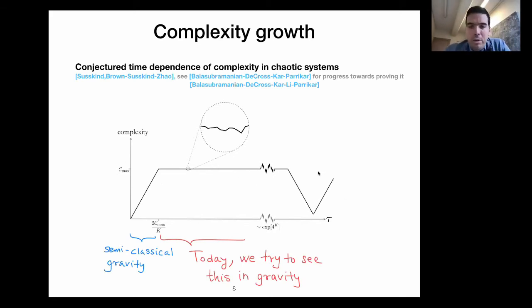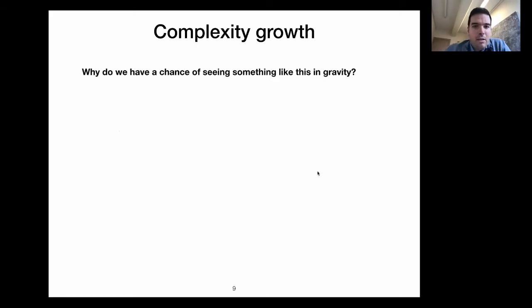And this is what we will try to do. Okay, so first, why do we think that we have a chance of seeing anything like that? So it's some very fine grained physics. You need very good resolution to see this saturation.